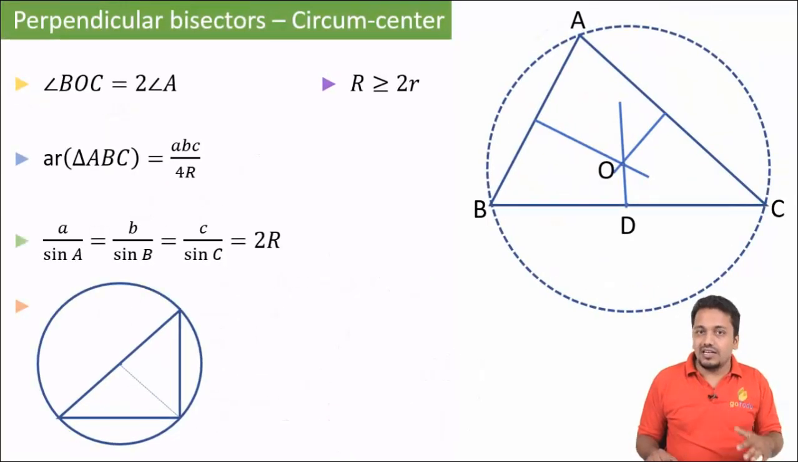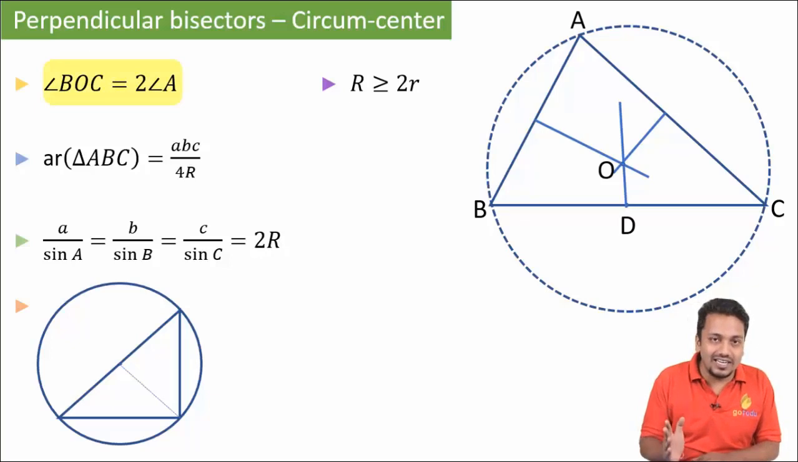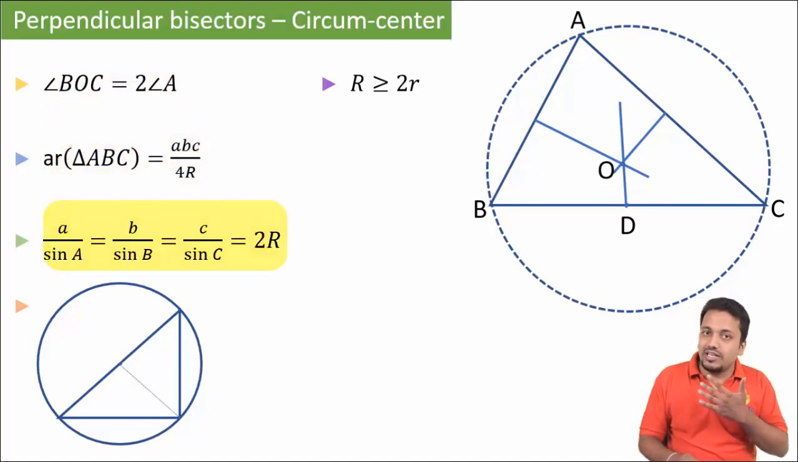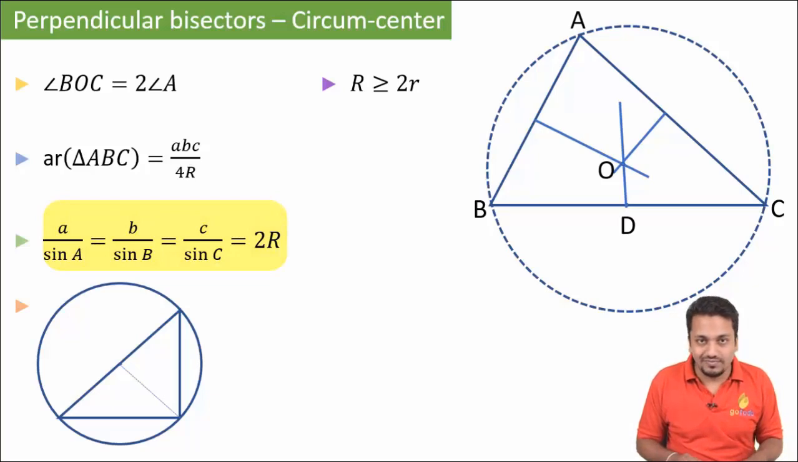Now this is a summary of all the circumcenter related properties. First one we will see in circles, that the angle at the center is twice the angle at the circumference. Second one we have just derived. This next one is the extended sine rule. You know the sine rule? This one is simple. Do it yourself.